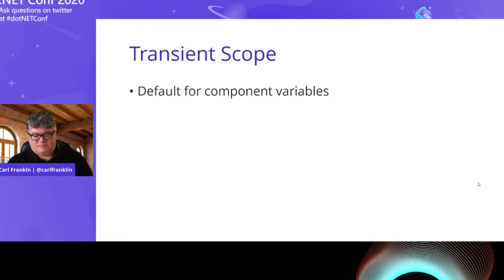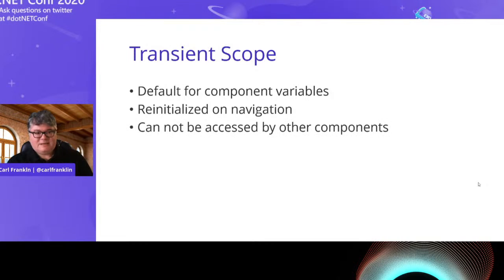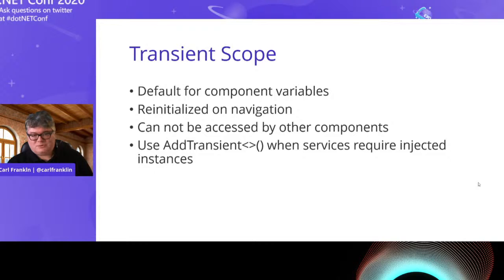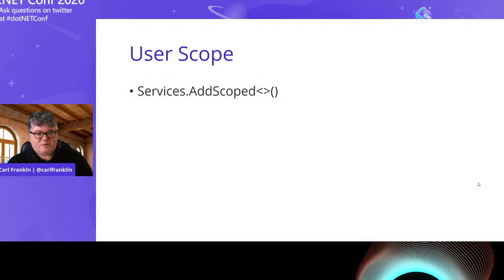So let's just dig into these for a minute. This is sort of repeating what I just said, but transient scope is the default for component variables. It's reinitialized on navigation. It cannot be accessed by other components. If you want to add dependencies, you use AddTransient. The user scope is services.AddScoped of whatever it is. It can also have an interface in front of it. So if you want to add it as an interface and then the implementation, that's good.